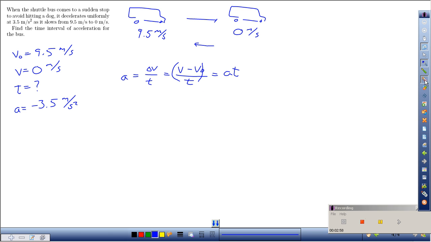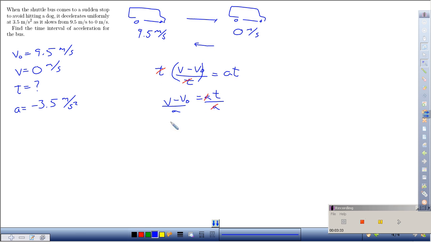Let me take my eraser and get rid of a little bit of this. So if I multiply by time over here, then you can see that time goes away. So I'm going to get AT equals V minus V0. And now to get time all by itself, I'm going to divide by A. So now my acceleration goes away over here. So now I know my time.